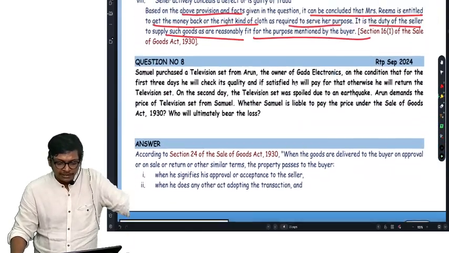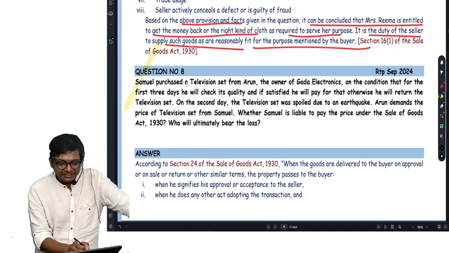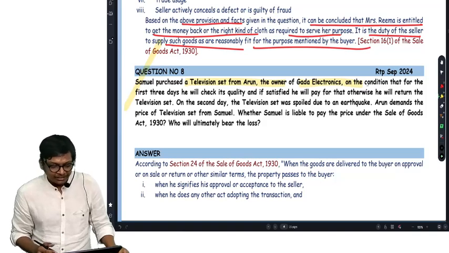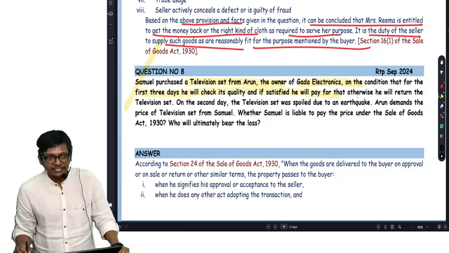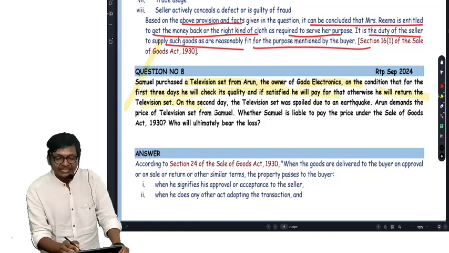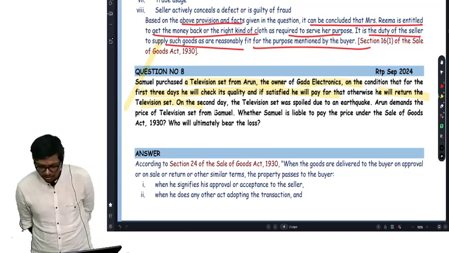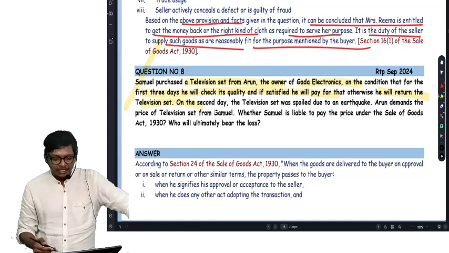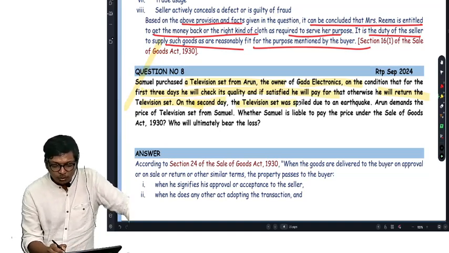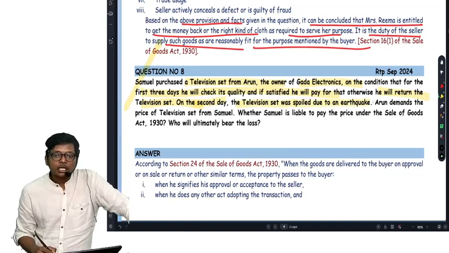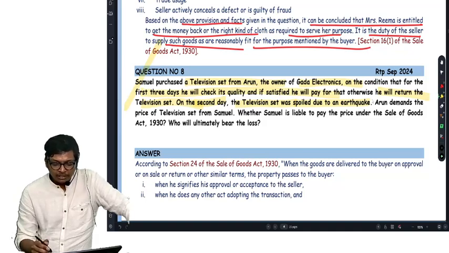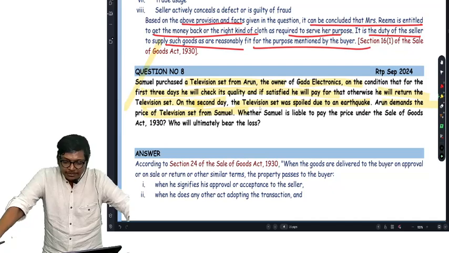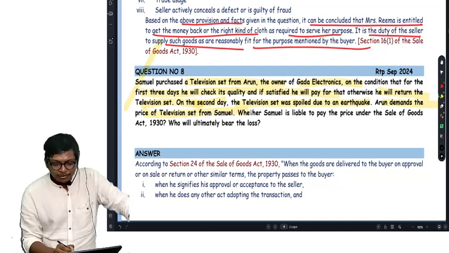Okay, next question 8. Samuel purchased the TV from Arun, the owner of Gada Electronics, on the condition that for the first 3 days he will check the quality and he will pay, otherwise he will return. Sale or return basis? Question repeat. I will check for 3 days, if the TV is good I will keep it, otherwise I will return. On the second day, the television set was spoiled due to an earthquake. Arun demands the price of the television set from Samuel. Arun is saying, please give the money back. Whether Samuel is liable to pay the price?